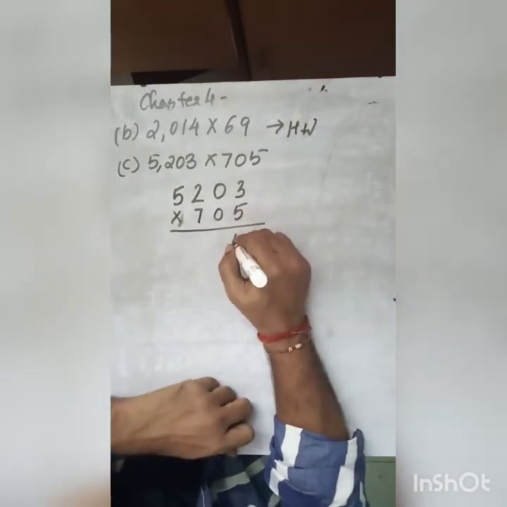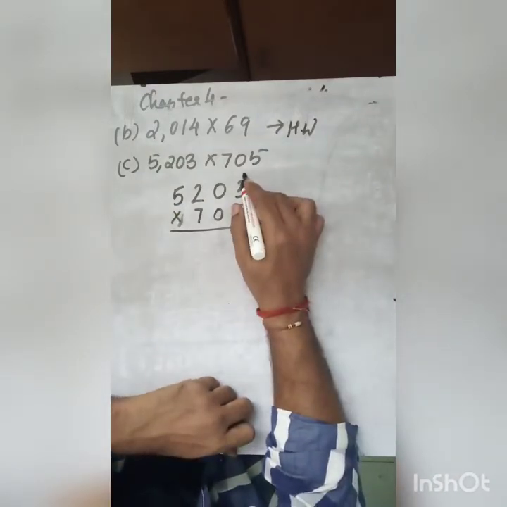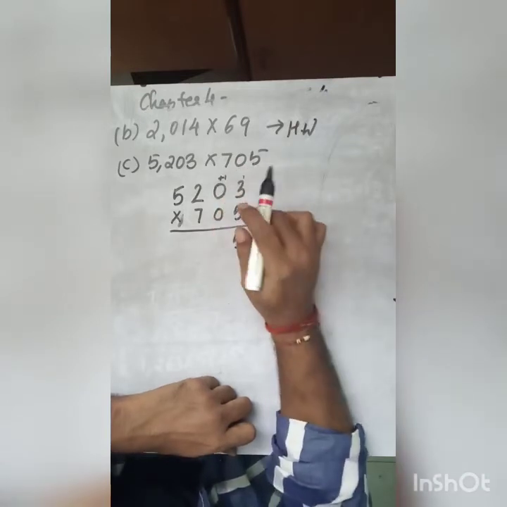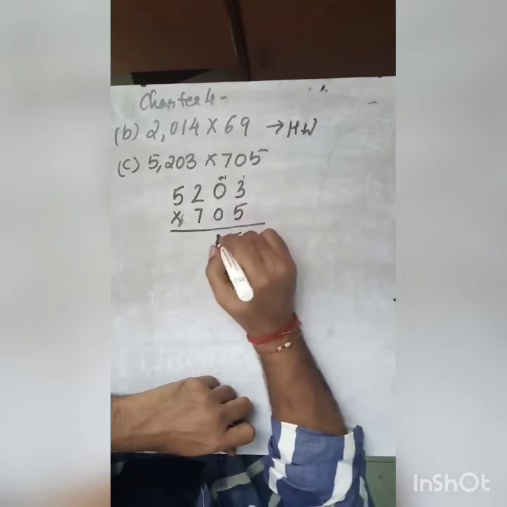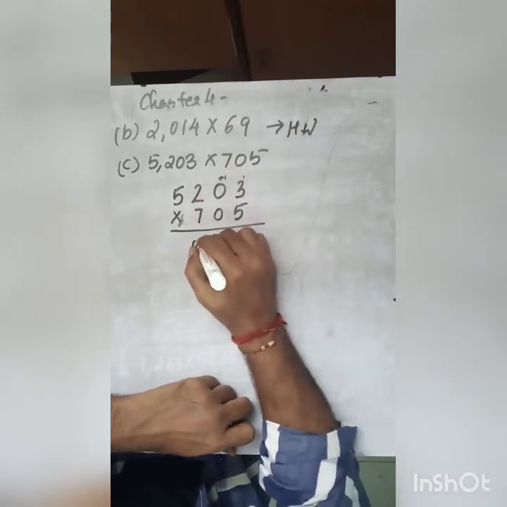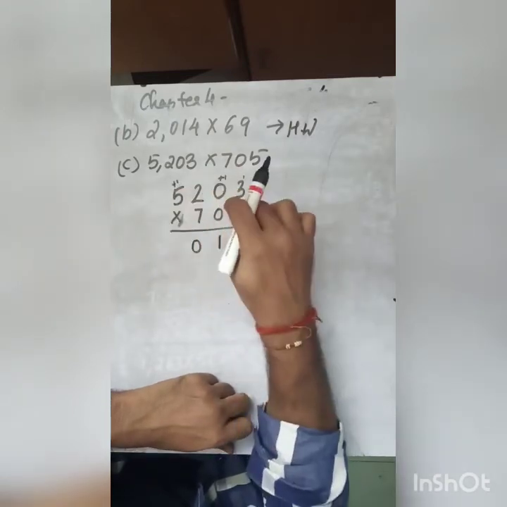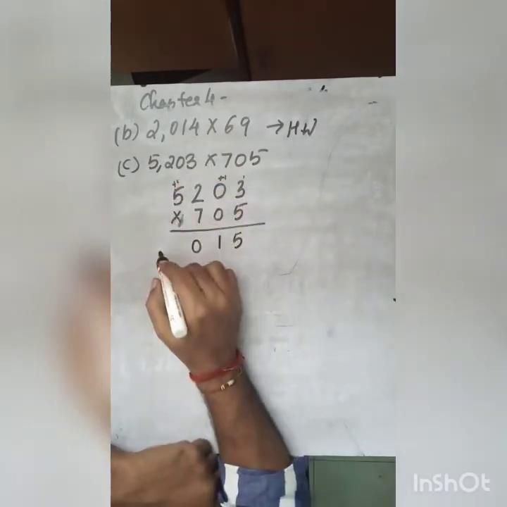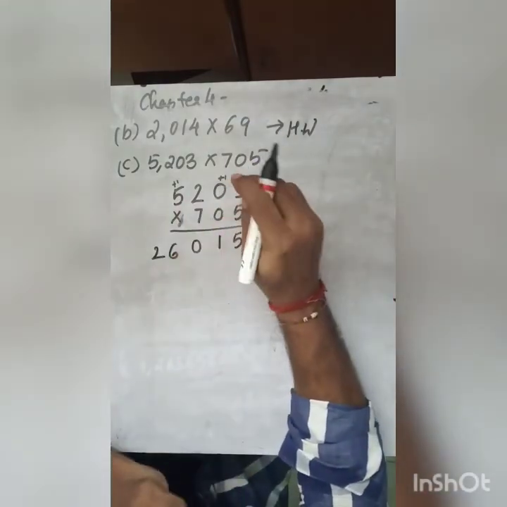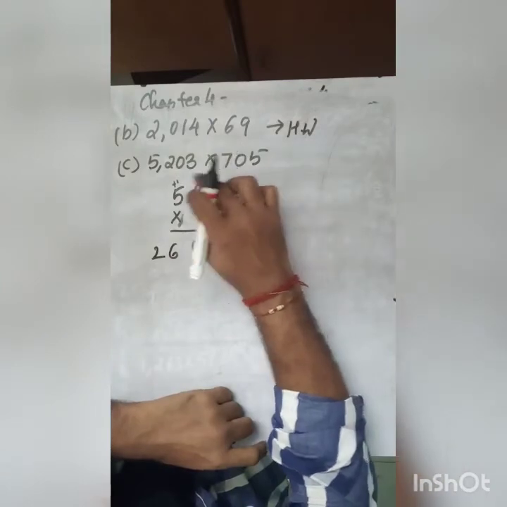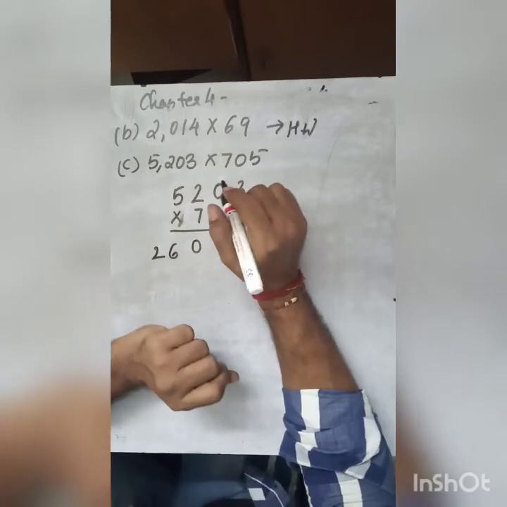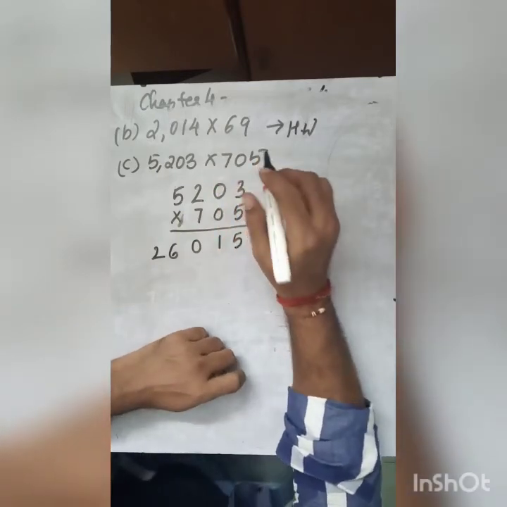5 3s are 15, carry 1. 5 0s are 0 plus 1, that will give me 1. 5 2s are 10, 0, carry 1. 5 5s are 25 plus 1, that's 26. One round is done. What you can do is use an eraser and rub this. Try to do this carry forward with a pencil so that you can rub it after every multiplication.